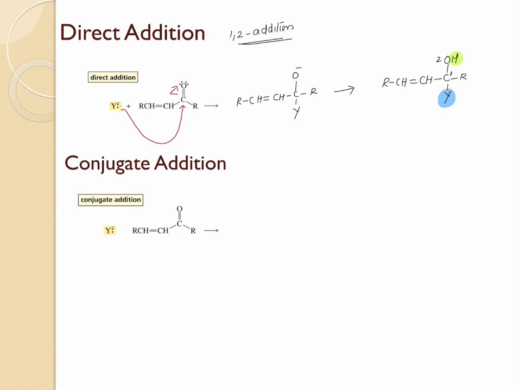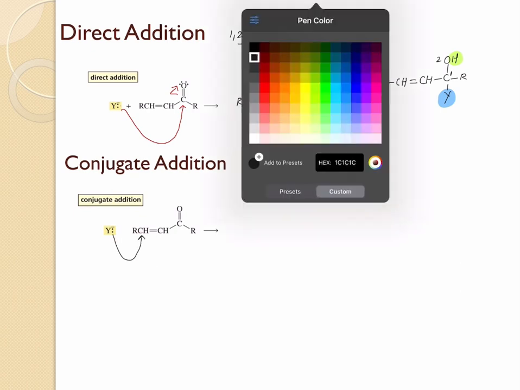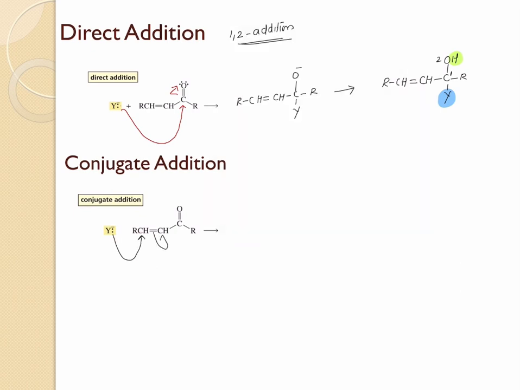Let's take a look into conjugate addition and see how it is different from direct addition. Now, in conjugate addition, the nucleophile is going to attack the other electrophilic site, basically the beta carbon. So the nucleophile will go and attack here. That's going to push the electrons onto this carbon.